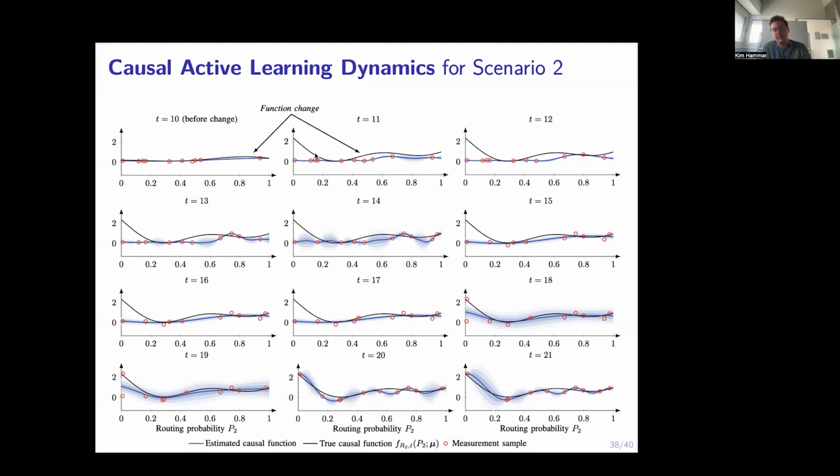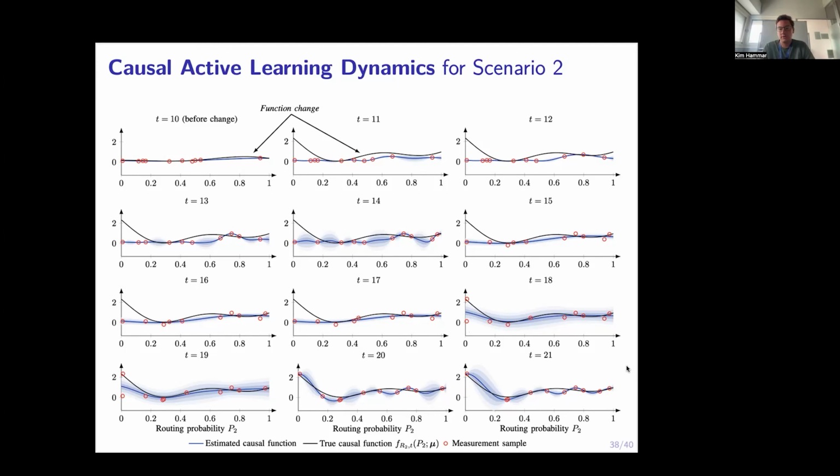But then the interesting thing is that you can see that our method automatically adapts to the change and very quickly starts updating the estimated causal function, increasing the uncertainty due to the changes in the data distribution, and then gradually adapts the estimates to fit the updated function. And after only, say, 10 samples, it has fully adapted to a very close approximation of the true updated causal function.